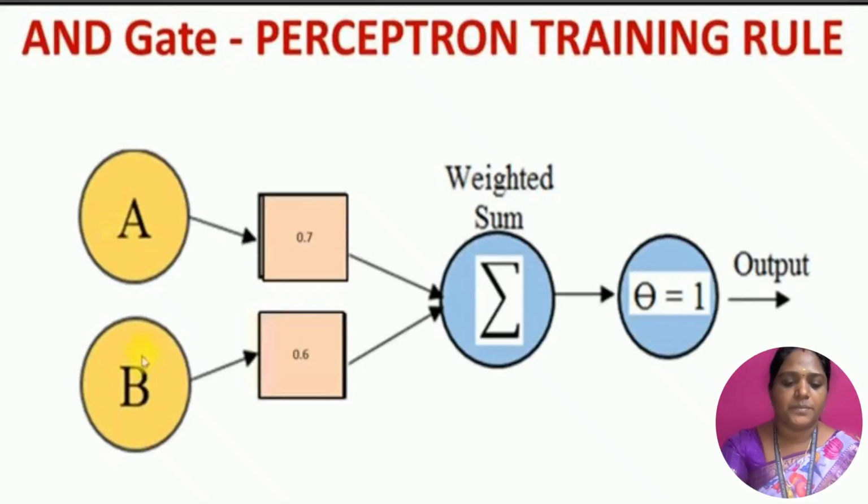Finally, you have to update the new weight values to 0.7 and 0.6, and it should be represented in the diagram. Here A and B are the input values, and 0.7 and 0.6 are the updated weight values. The weighted inputs are summed up, the theta equal to 1 represents the threshold value, and then the output is produced. This is the process of the AND gate perceptron training rule.